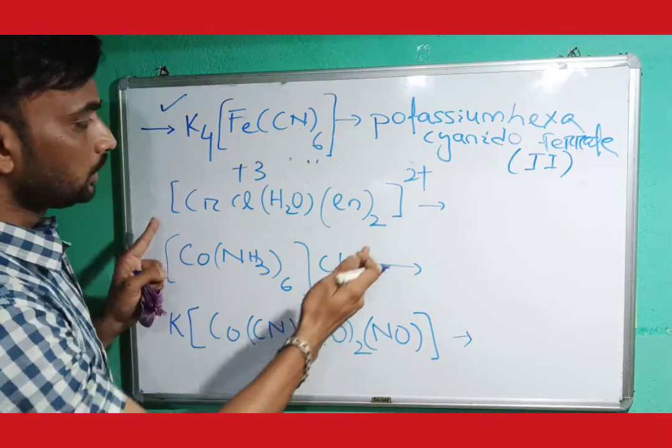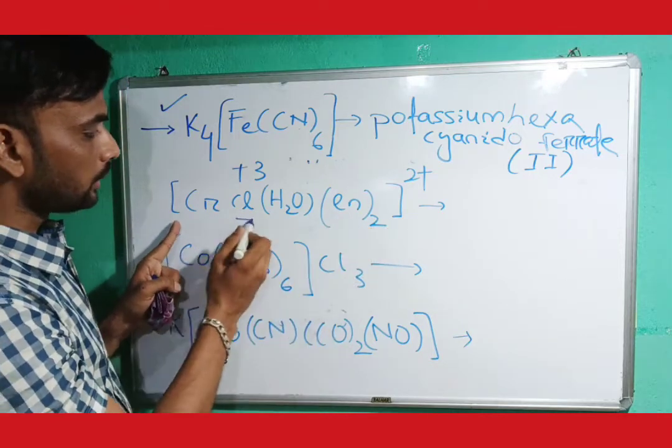So we can start the complex name. That means there are 3 types of ligands.